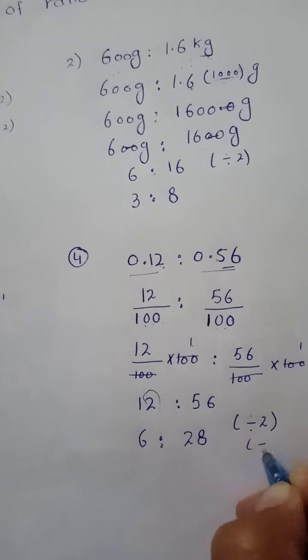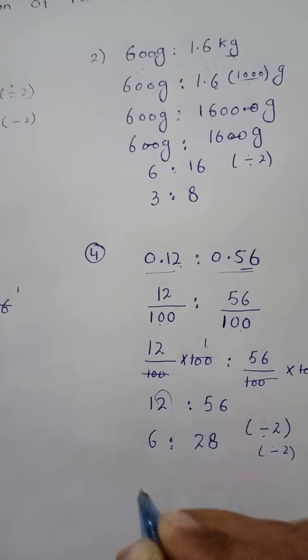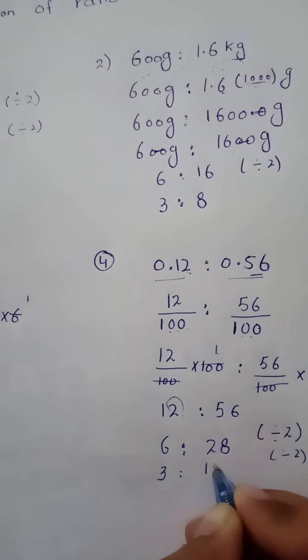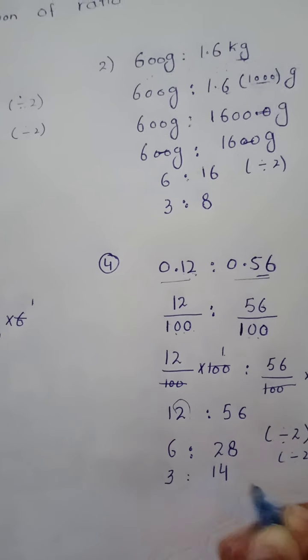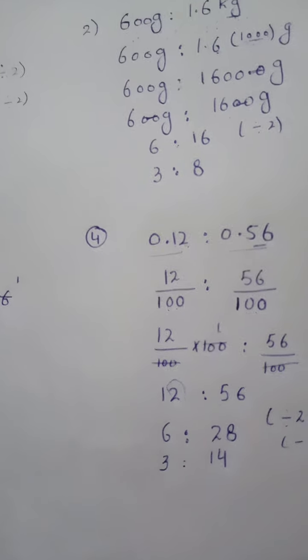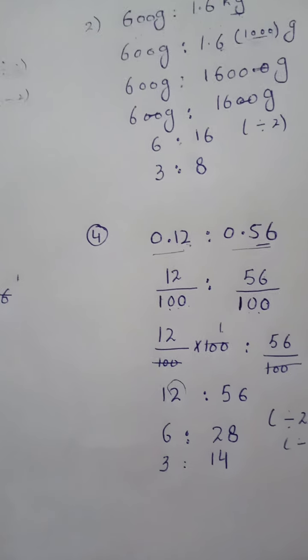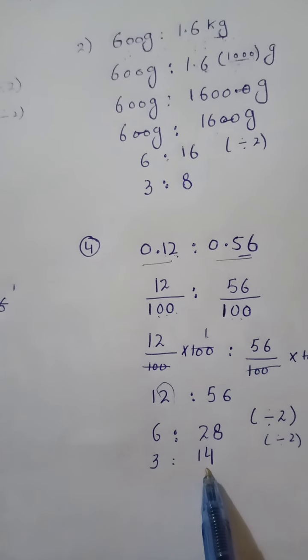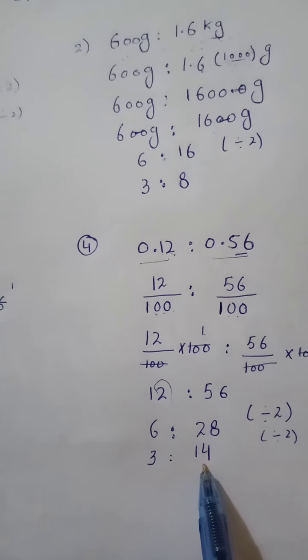Again on the table of 2, 2 three times 6, 2 one times 2, 2 four times 8. This is 14. Now your answer is 3:14. Is it clear?